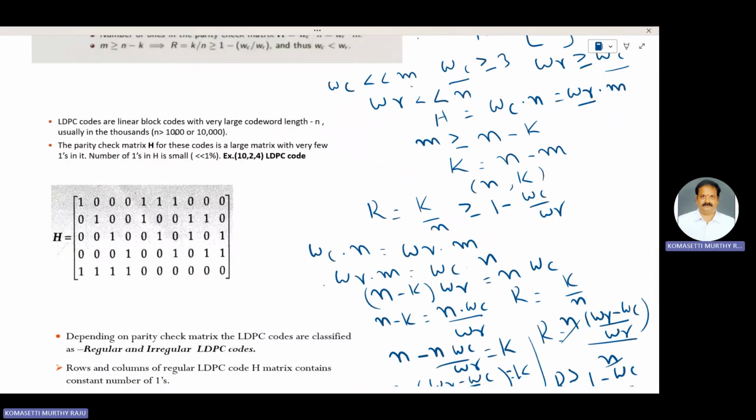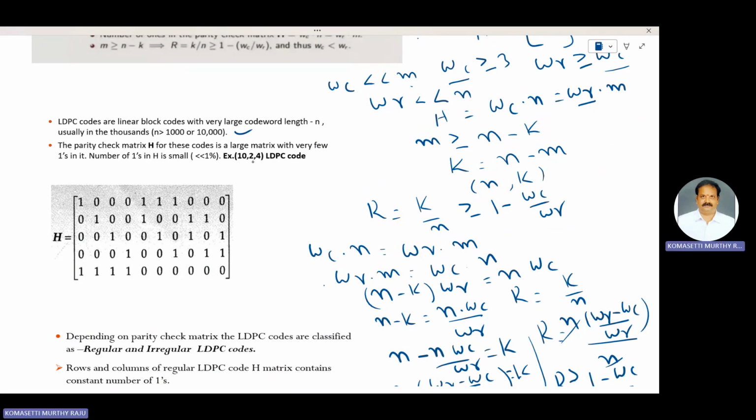LDPC codes are linear block codes with a very large code word length n, usually in the thousands, n greater than 1000 or 10,000. The parity check matrix H for these codes is a large matrix with very few ones in it. The order is like 15 cross 20, 20 cross 40. The number of ones in H is small, less than 1%.